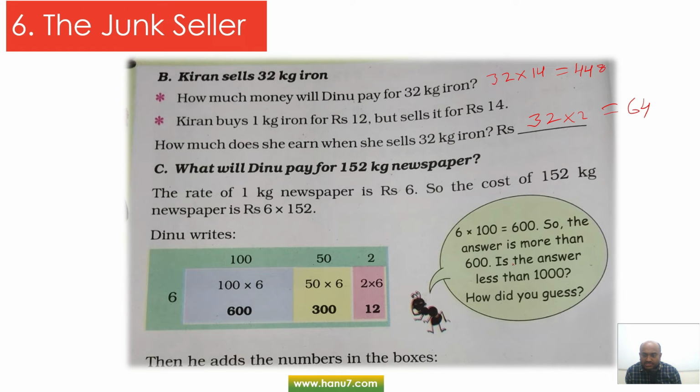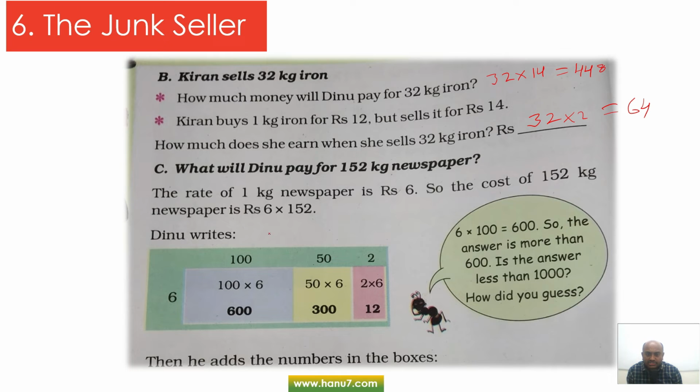So the answer is more than 600. Is the answer less than 1000? How did you guess? Okay, 600 plus 300 and 12, that's all. So it cannot be more than 1000. Then he adds the numbers in the boxes.